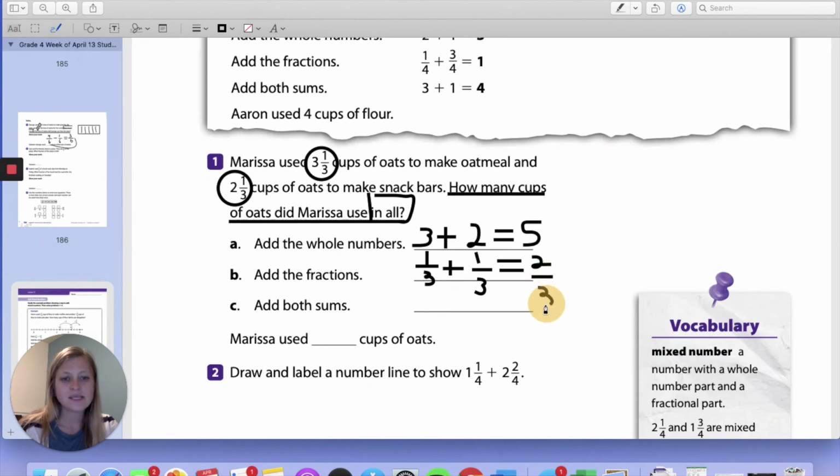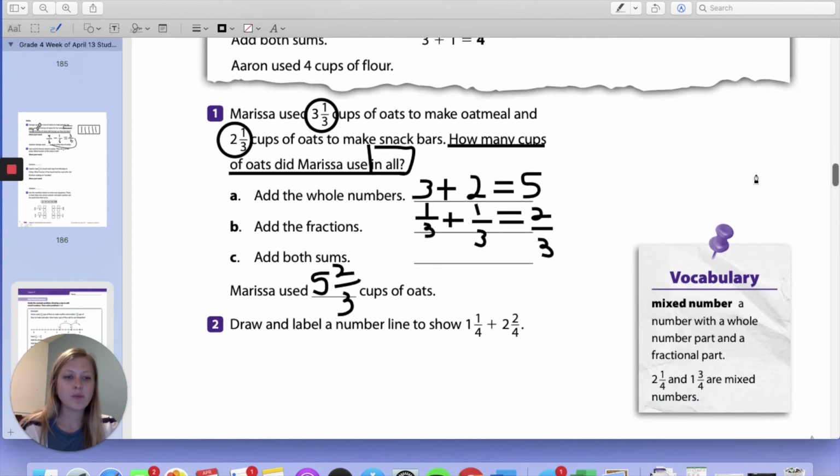So now it says that we're going to add both of those sums together. So now I need to add 5 plus 2/3. So I'm going to add that 5 right there and that 2/3 right there, which is going to give me the sum of 5 and 2/3. So your answer here, even though mine looks a little sloppy, is going to be 5 2/3. So that is how you would go about solving and adding a mixed number.